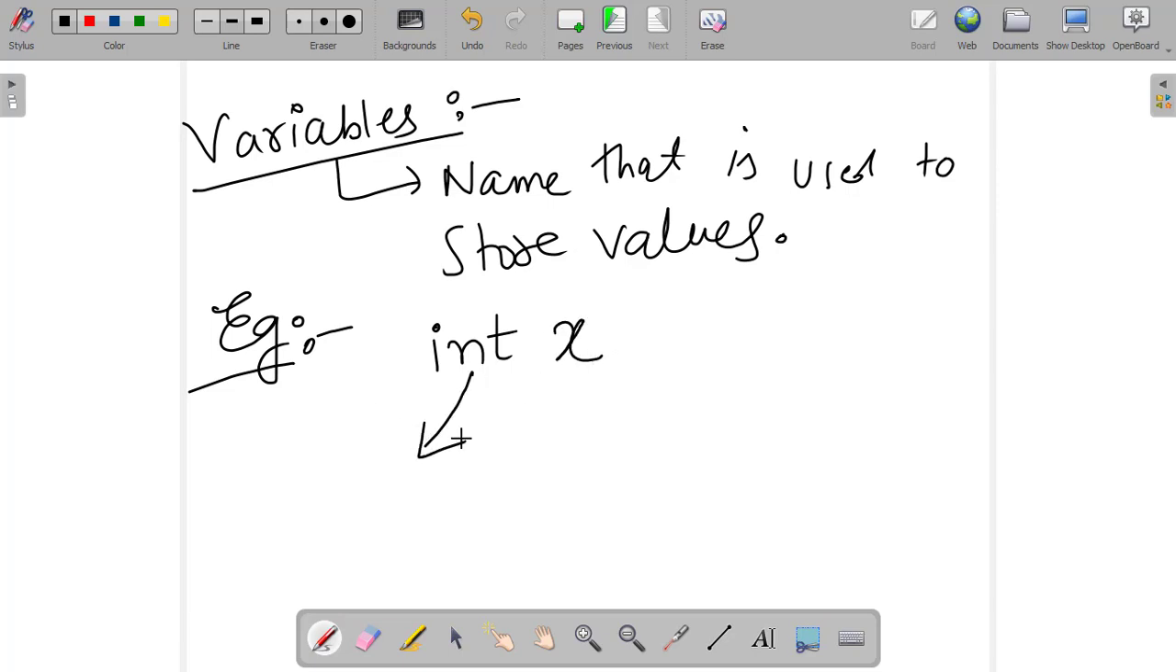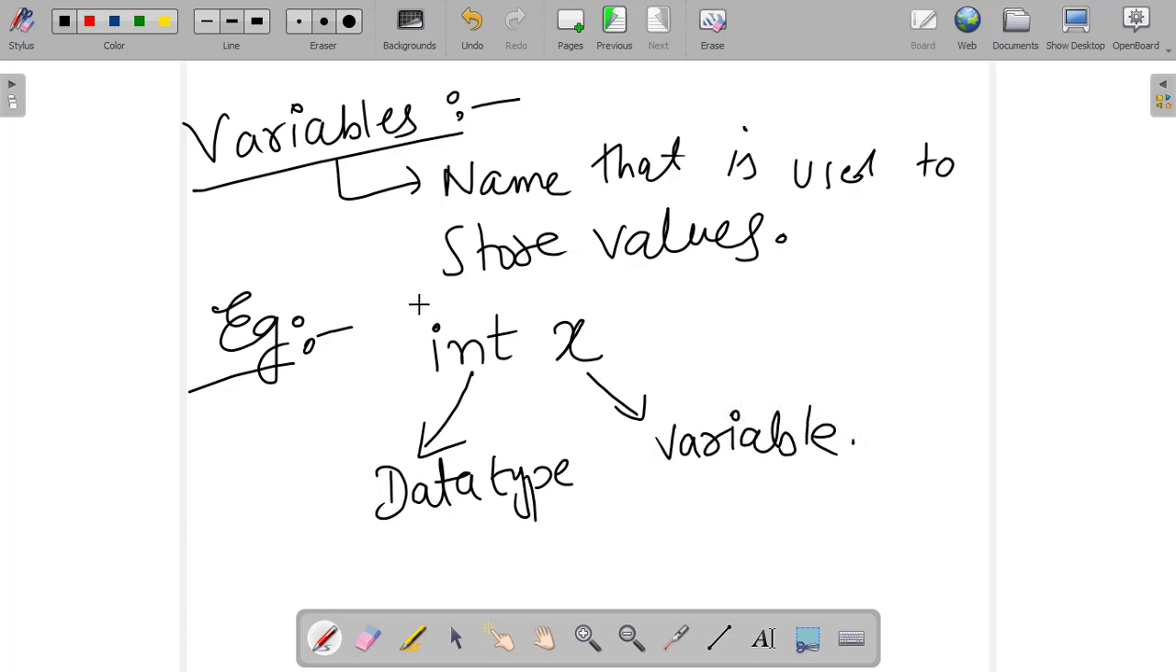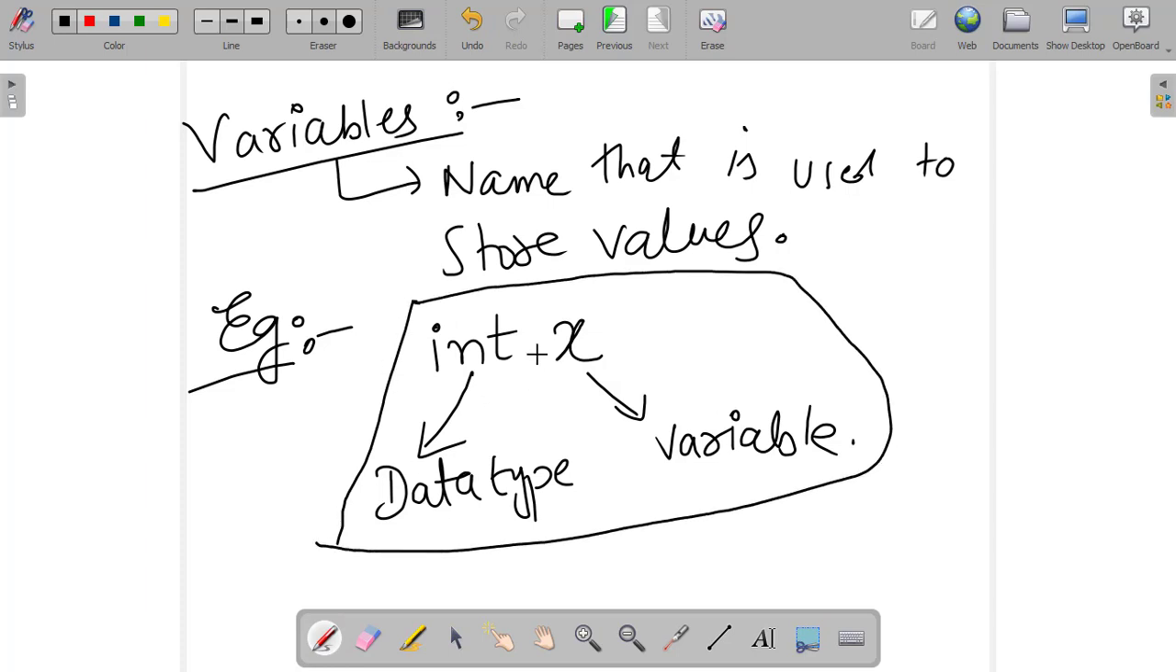Int is what? We have just finished that. Int is a data type and x is a variable. Here the meaning is totally changed. Please understand here very carefully. Int is a data type means what?